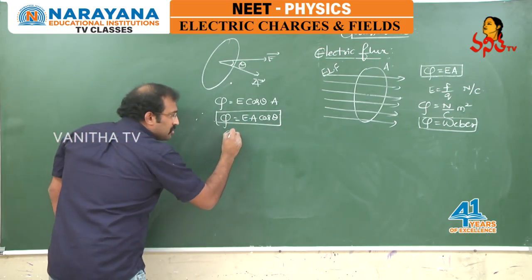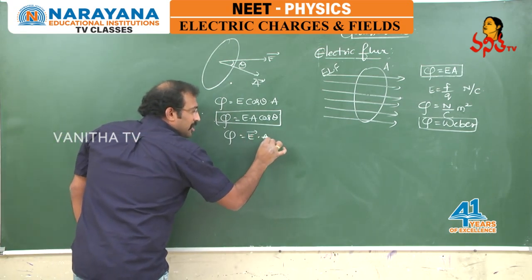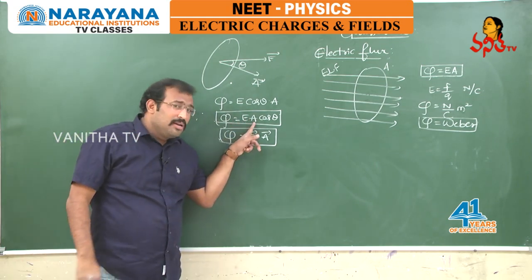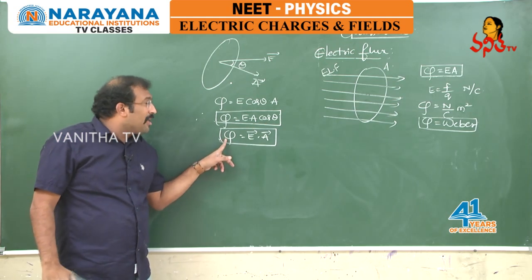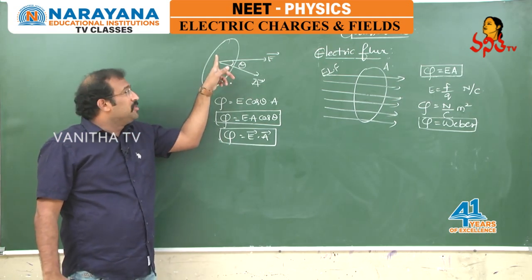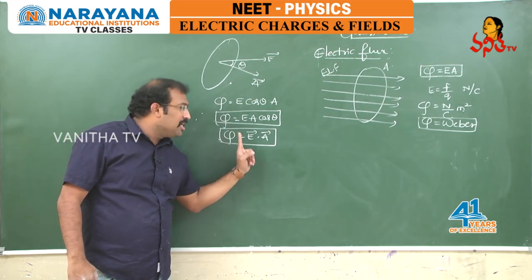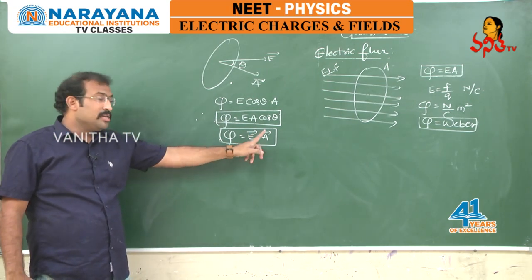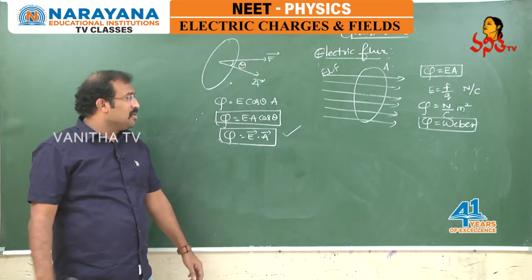Now this flux in vector form can be represented as E bar dot A bar. Because area is a vector and electric field is a vector and theta is the angle between them, the electric flux through a given surface placed in an electric field is given by the product of E bar and A bar, the electric field vector and the area vector. So this is a representation of electric flux through a surface.